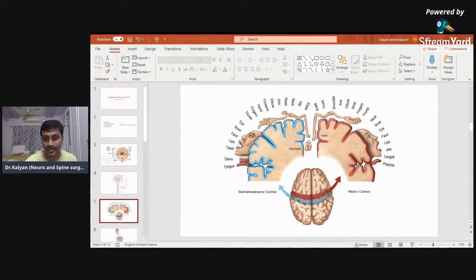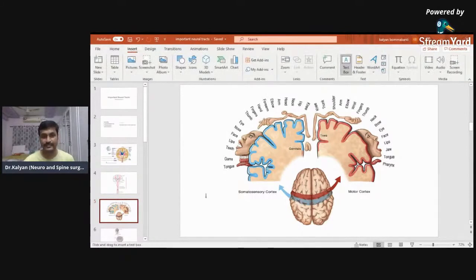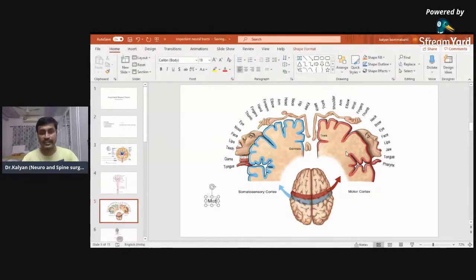The second one, which all of you should know from what I told in the previous session, is the motor homunculus. So what do you mean by motor homunculus? This is the top view of the brain. This one is the motor cortex. This is the sensory cortex. In the motor cortex, a particular part of the motor cortex is concerned with a particular part of the body on the opposite side. As you can see, this is the coronal cut which I have taken. The lowermost portion corresponds to the face.